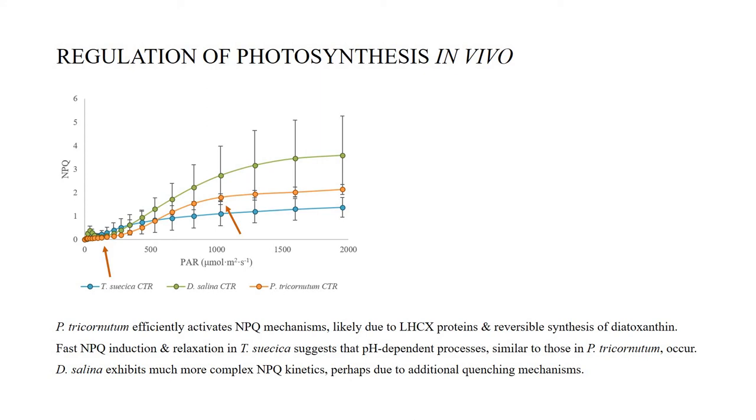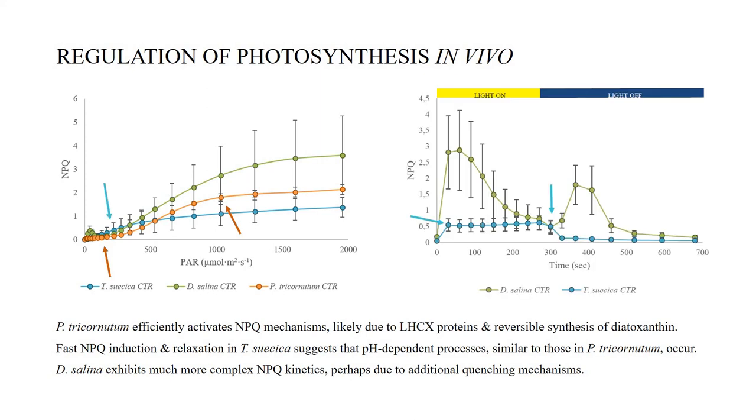In Tetraselmis suecica, NPQ was induced much more linearly upon illumination, which can be seen either here on the left or on the right graph, where it also relaxed soon after switching the light off. And this suggested the action of the fast mechanisms that were also observed in Phaeodactylum tricornutum. Dunaliella salina, on the other hand, showed a much more complex contribution of NPQ components that might have included additional quenching mechanisms. On the right, in fact, we can see how the induction kinetics of Dunaliella salina had a completely different pattern than those of Tetraselmis suecica.